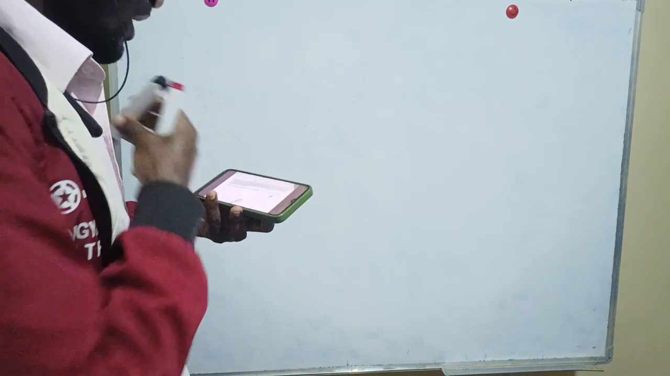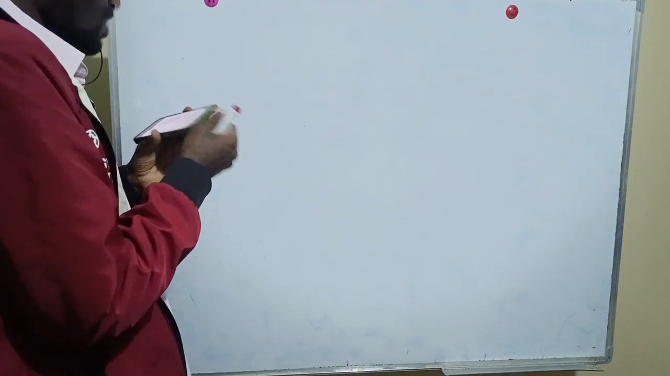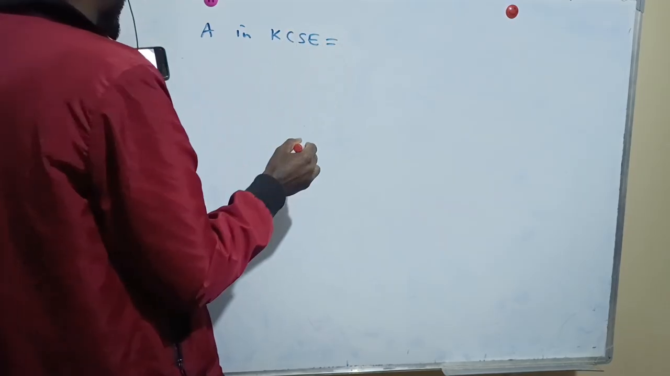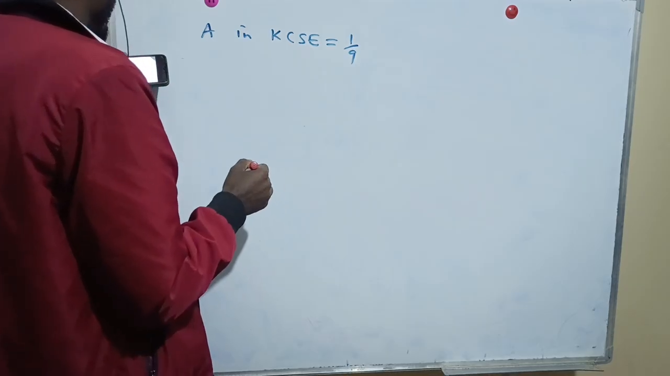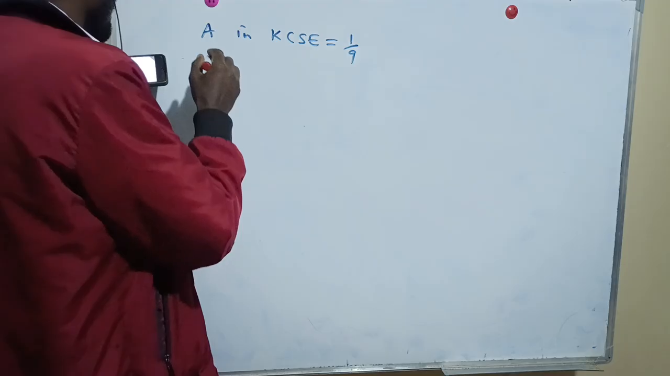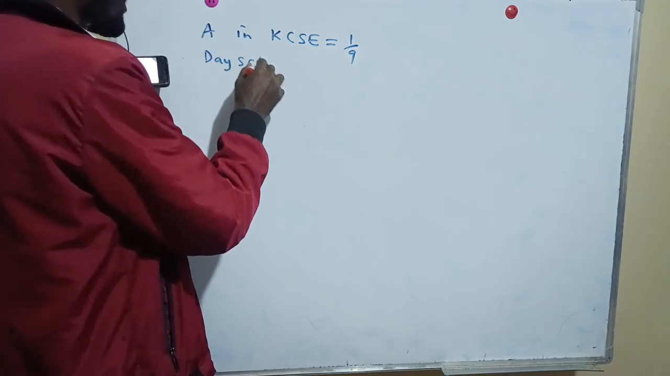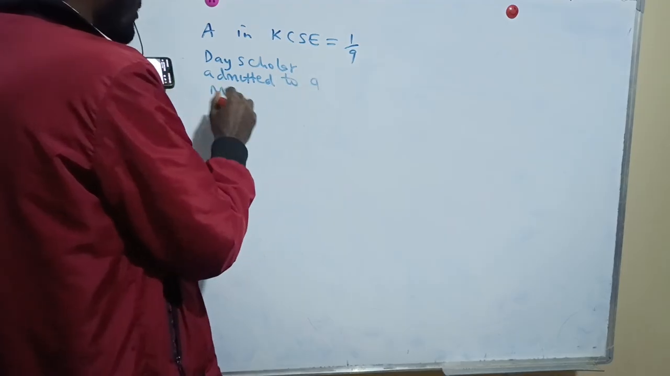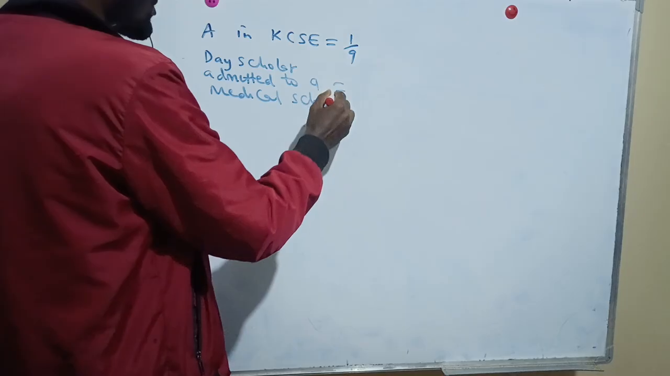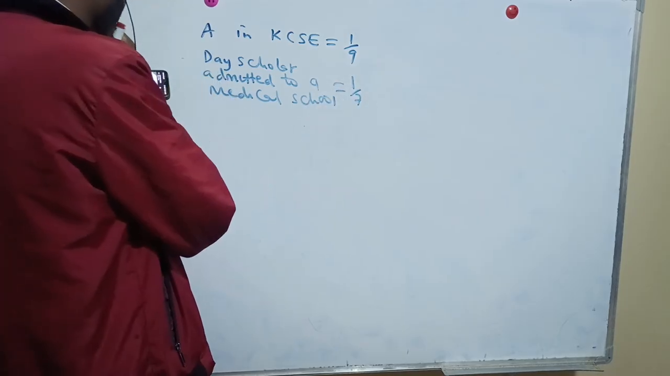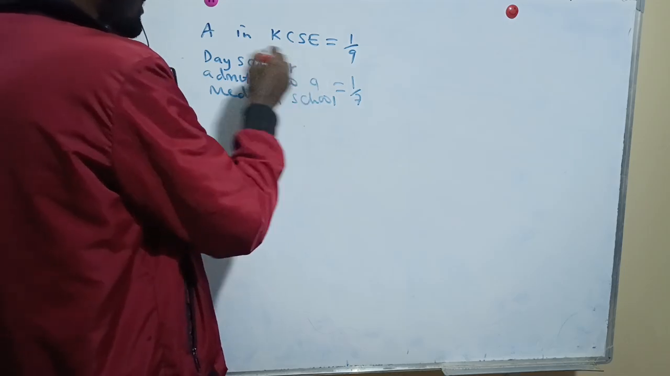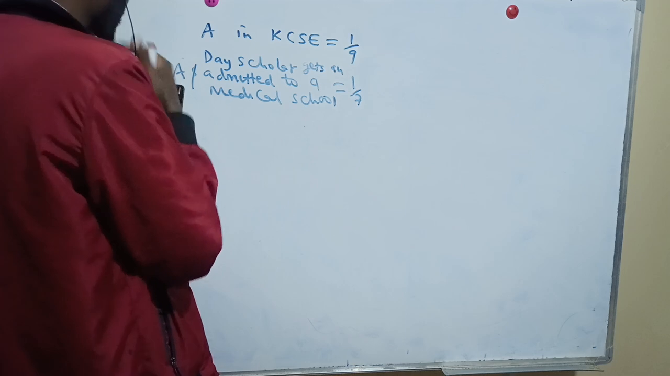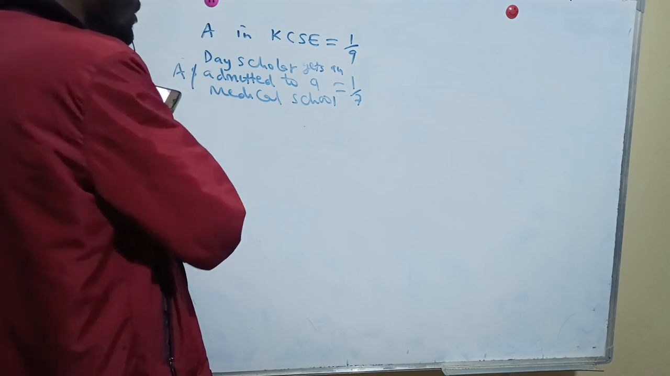They are saying that the probability that a student in a day school gets grade A in KCSE exams is 1/9. And if a day scholar gets an A, the probability they are admitted to medical school is 1/7. So a day scholar who gets an A and is admitted to a medical school, 1/7.